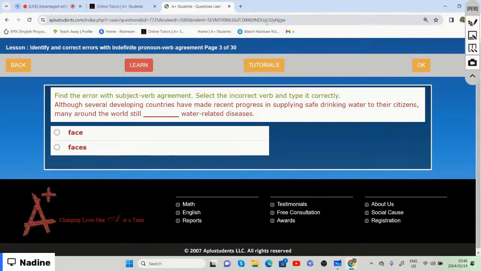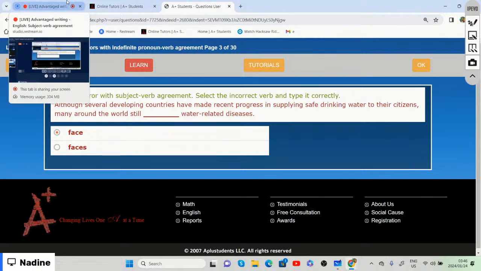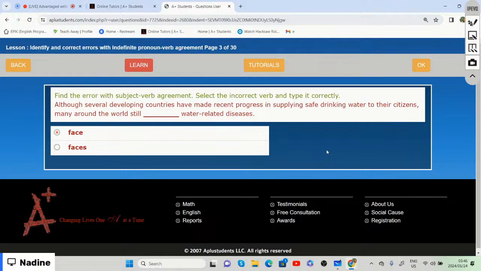And although several developing countries have made recent progress in supplying safe drinking water to their citizens, many around the world still, do we say, face water related diseases? So it basically says many around the world still face water related diseases. So which means that face.